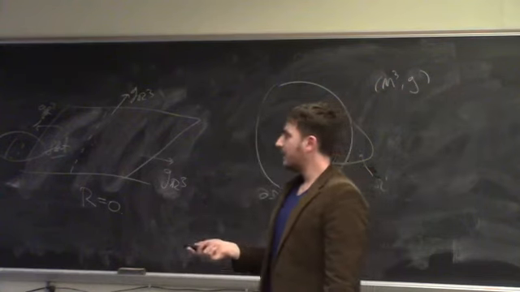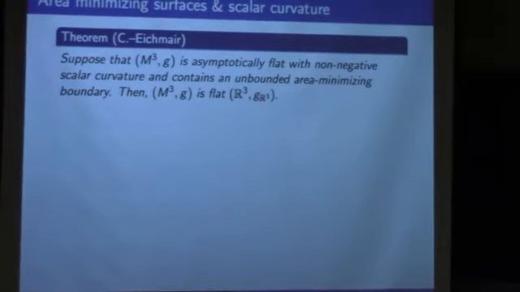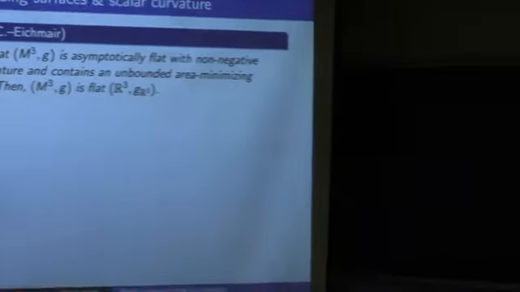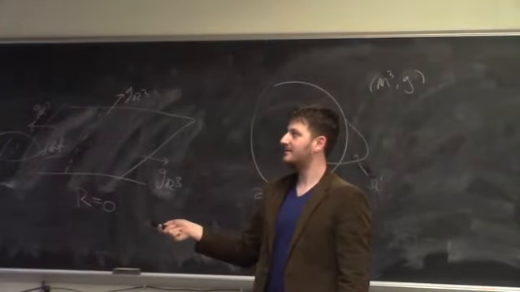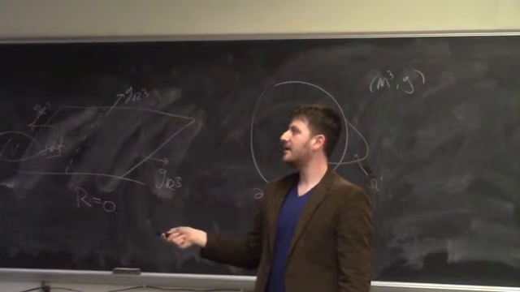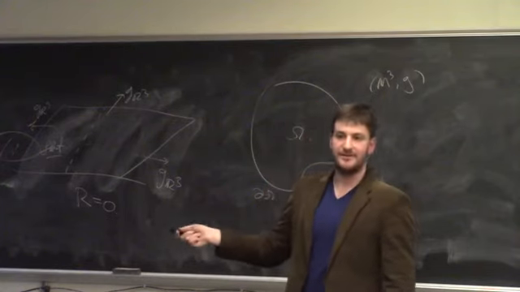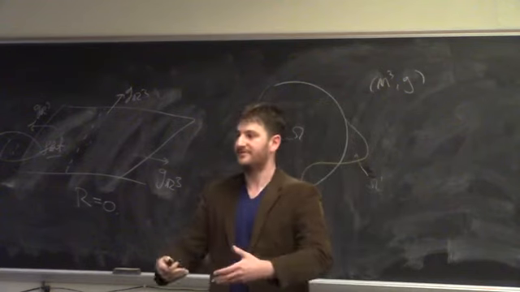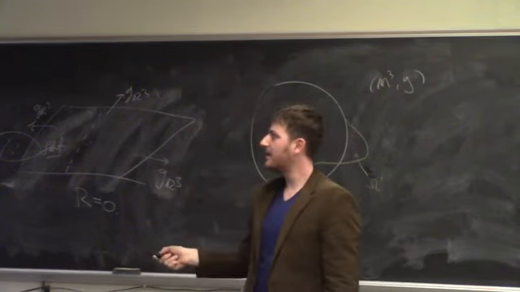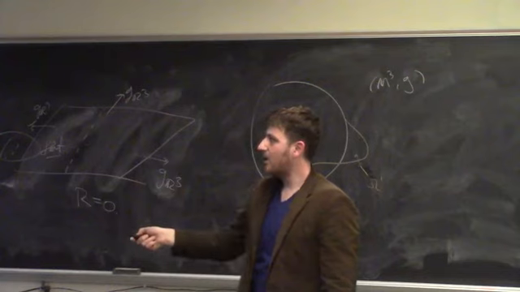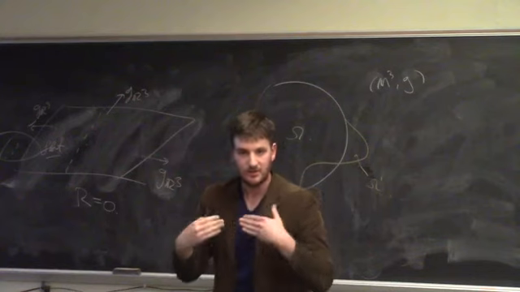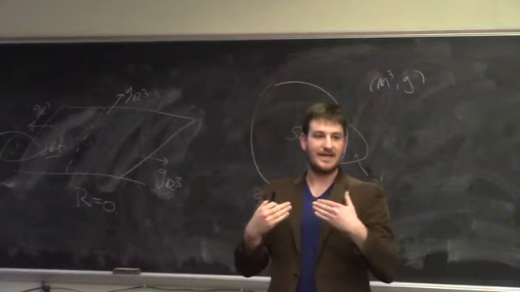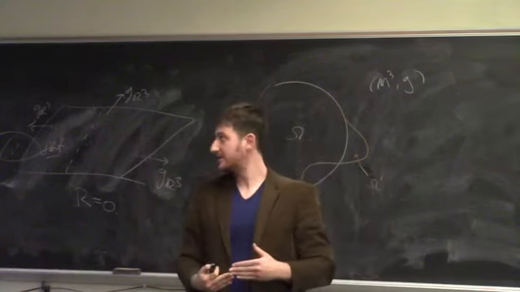And so I wanted to close by briefly discussing an earlier work with Eichmair. What we proved is that, again, take asymptotically flat, non-negative scalar curvature, and assume that there is an unbounded area minimizing surface. So we don't assume that it comes from the limit of isoperimetric regions. Okay? And in that case, the only way that could happen is if you're in flat Euclidean space. In Euclidean space, the planes are unbounded area minimizing surfaces, but that only can happen in that situation.